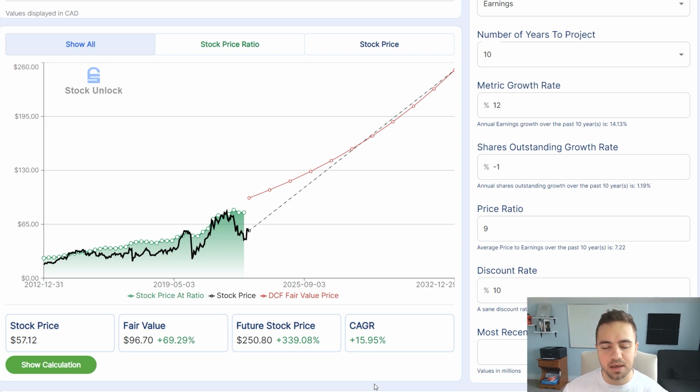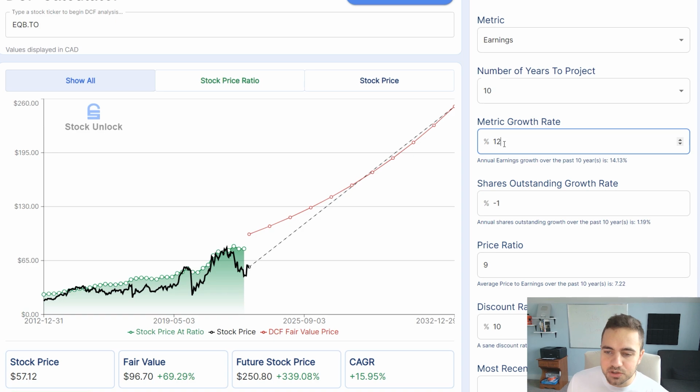Now, our discounted cash flow calculator also does not include dividends as of today. This is something that we are going to add to our discounted cash flow calculator in the future, but right now, again, we do not have that information. And also, again, I said that I think Equitable Bank is going to grow its earnings at 12% annually.